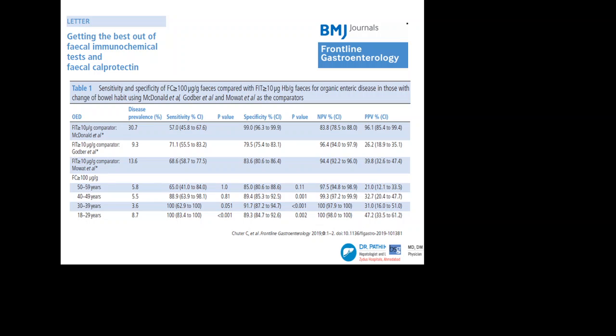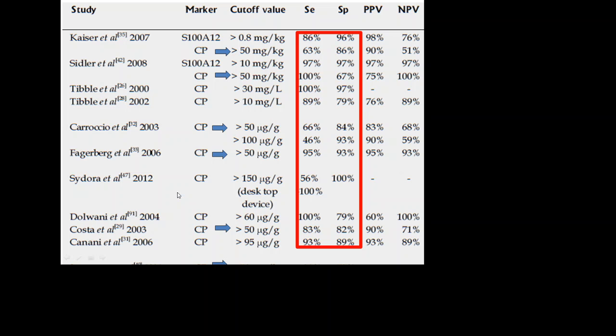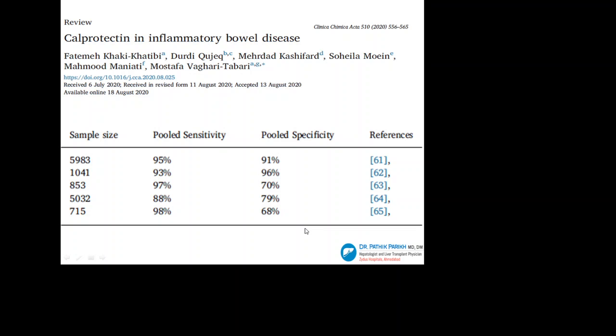If you look at the symptoms, a patient complaining of altered bowel habits, and then we see the role of fecal calprotectin and divide them according to age. In the age of 18 to 39 years, the sensitivity of fecal calprotectin is 100%, but as the age goes up, the sensitivity of fecal calprotectin goes down. If we look at the overall data, the sensitivity and specificity is quite good.